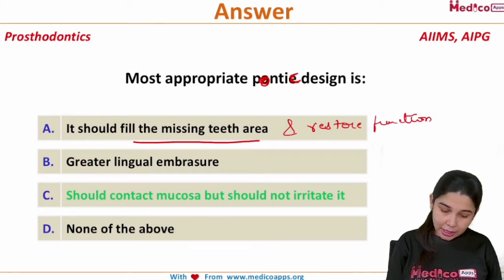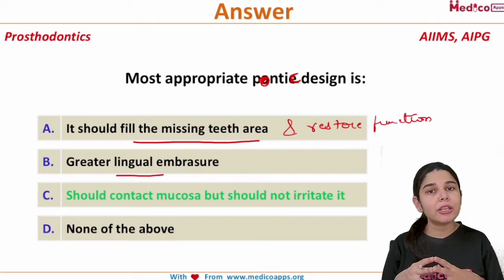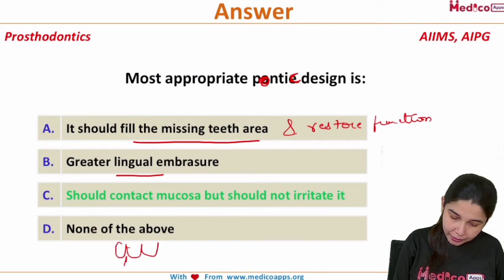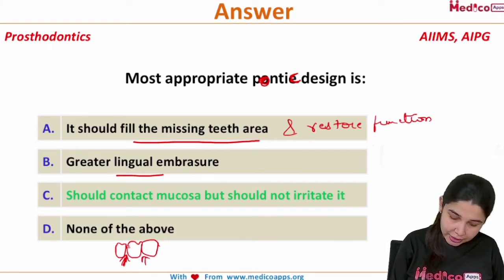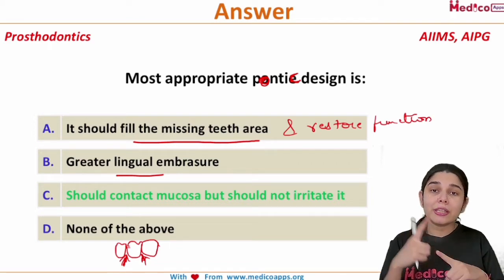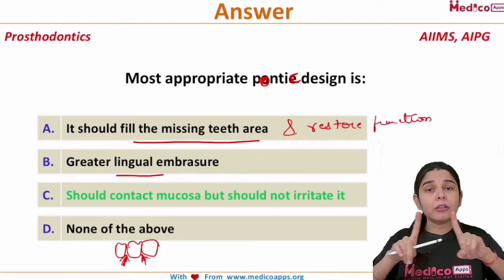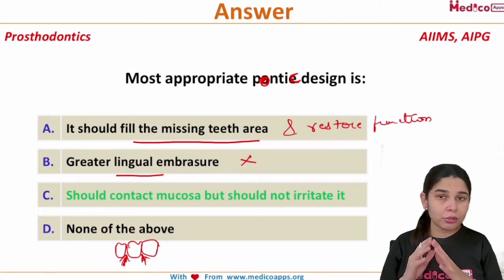The second one is that there is greater lingual embrasure. Now, what exactly is the lingual embrasure? If these are the teeth, the lower region which is in contact with the gingiva, the space between the contact of the two teeth makes the lingual embrasure. So is this Pontic making the embrasures greater? No, it is not making anything like that. So option B is also not true for us.